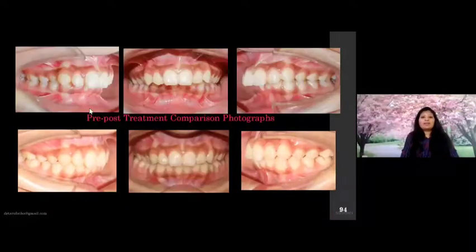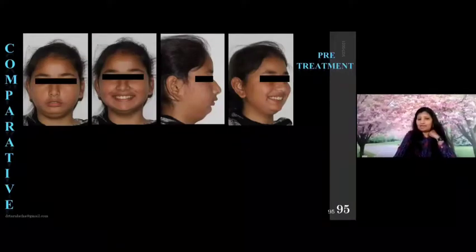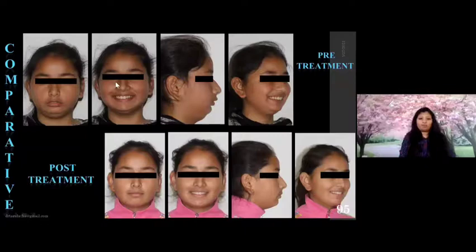So this is the comparison photograph, pre, post, from side to side. This is not less than a miracle, I think. Then this is the comparison photograph of the pre and post profile view. Check it out. Smile, frontal view. See, double chin has drastically reduced.